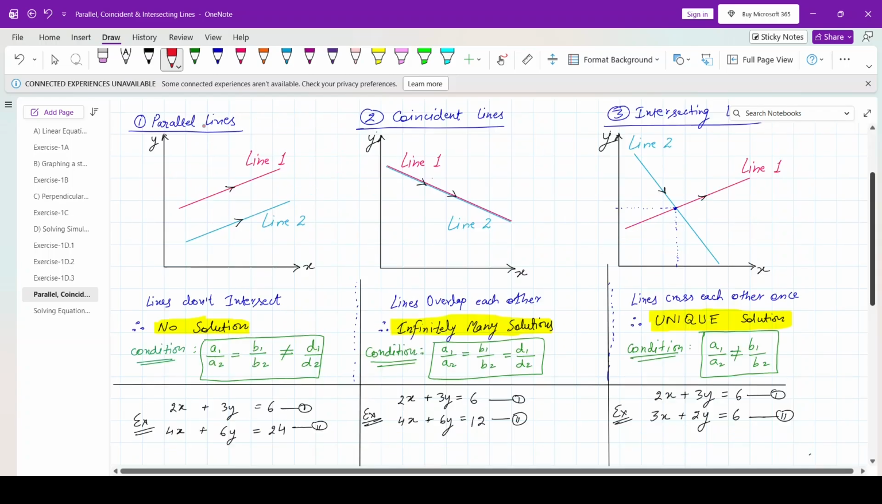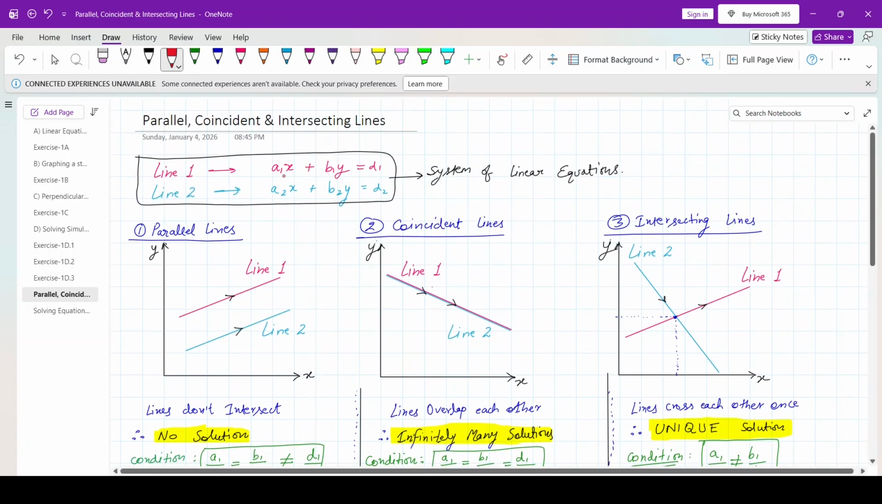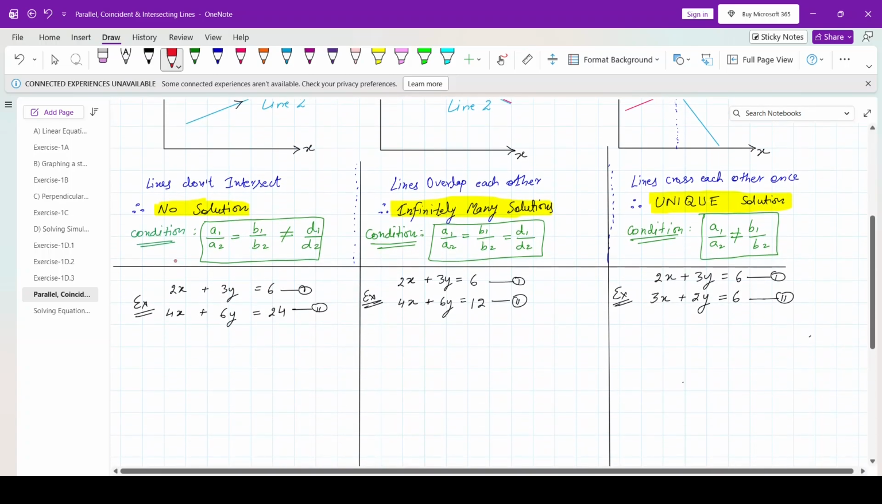of the two lines. So the question is, if we do not have the graph of two lines, can we still say whether the lines will intersect, or overlap, or be parallel to each other? Yes, we can say that just by looking at the equations of the lines. If our equations are in this form, a1x plus b1y is equal to d1 and a2x plus b2y is equal to d2, then we can definitely use these conditions to tell whether the lines will intersect, or overlap, or be parallel to each other.